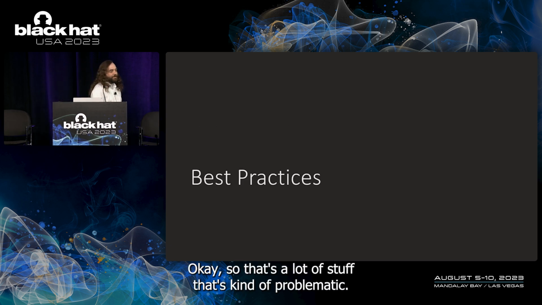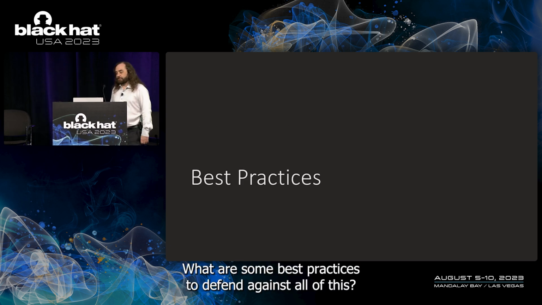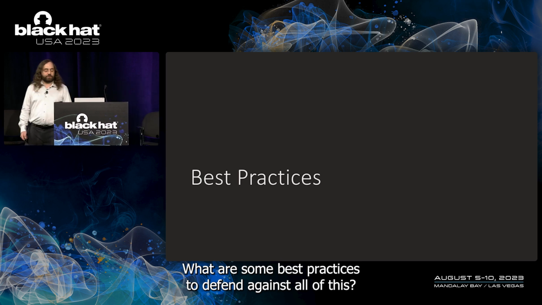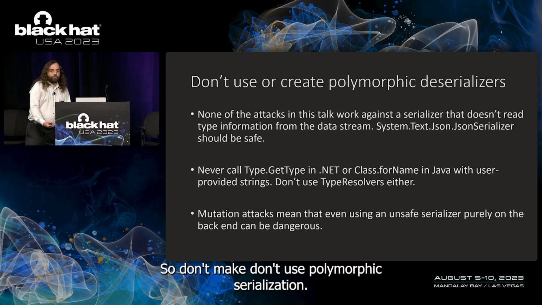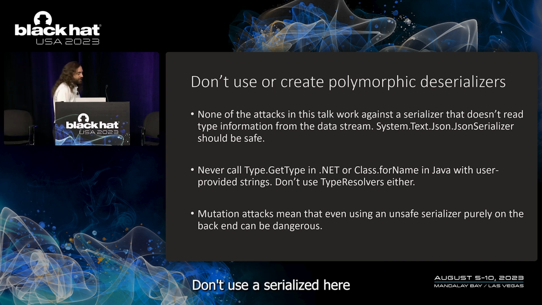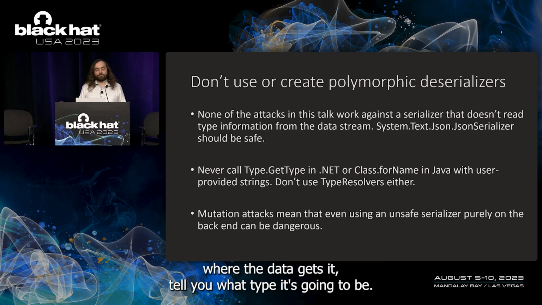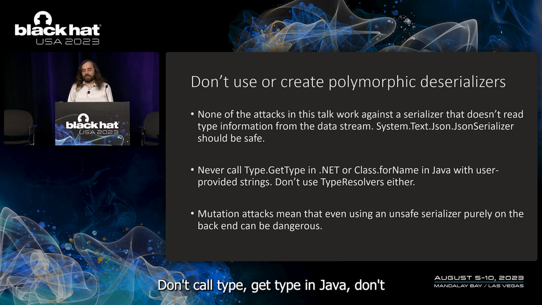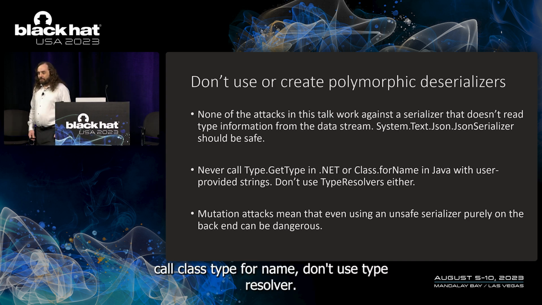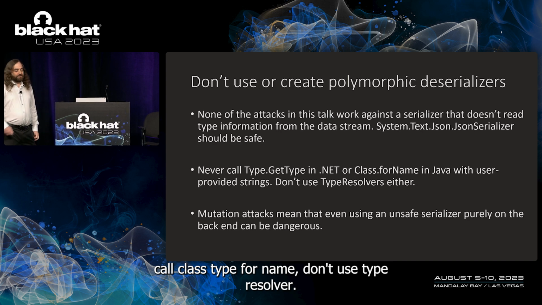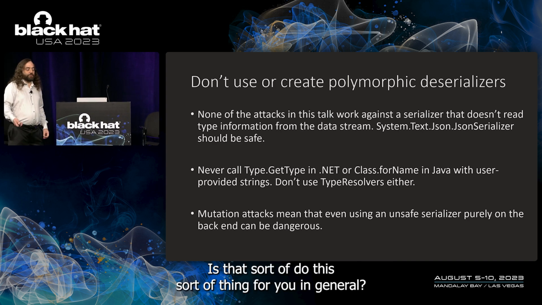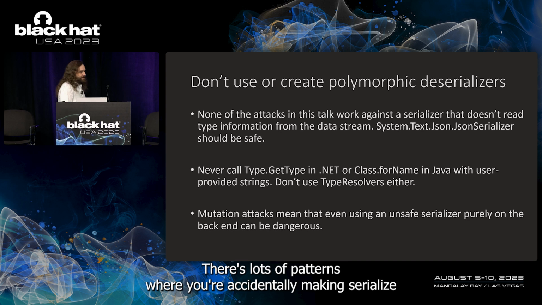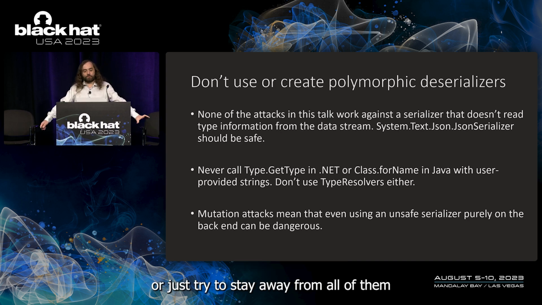OK, so that's a lot of stuff. That's kind of problematic. What are some best practices to defend against all of this? Don't use polymorphic serializers. Don't use a serializer where the data gets to tell you what type it's going to be. Don't call Type.GetType. In Java, don't call Class.forName. Don't use type resolvers that do this sort of thing for you. In general, there's lots of patterns where you're accidentally making a serializer. Just try to stay away from all of them.